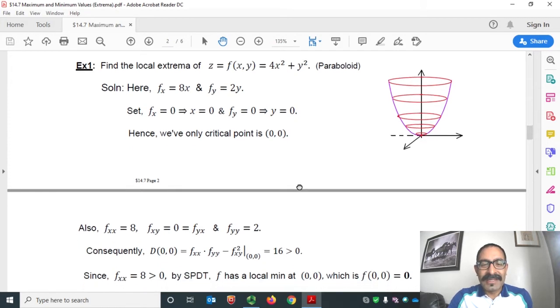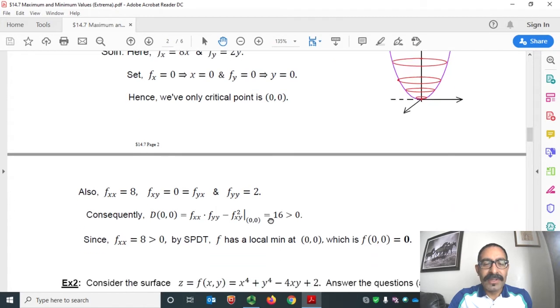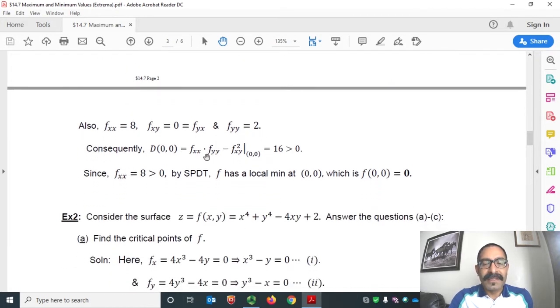Awesome. Now let's take second partial derivatives. So fxx is 8, fxy is 0. Similarly, fyx is 0 and fyy equals 2. Then find the discriminant at the critical point. So D at (0, 0) equals fxx times fyy minus fxy squared. So 8 times 2 minus 0 squared equals 16, which is positive.